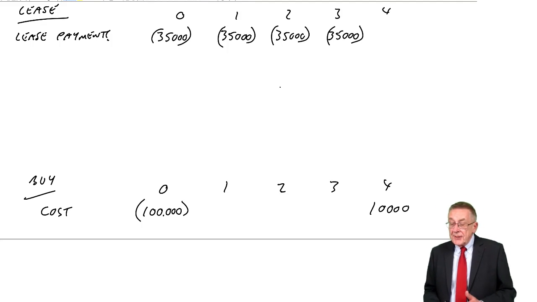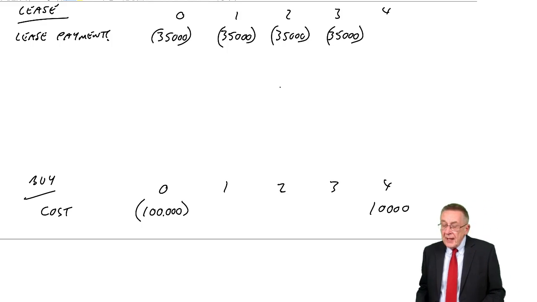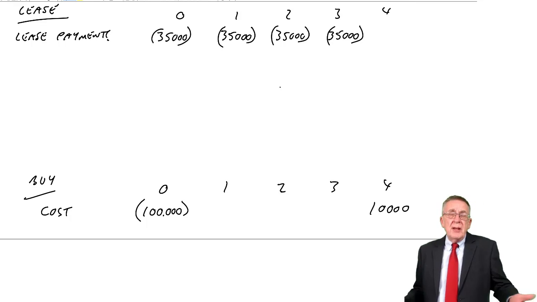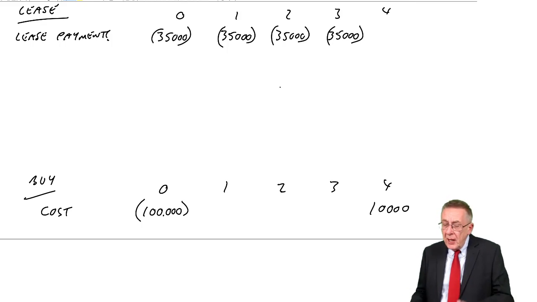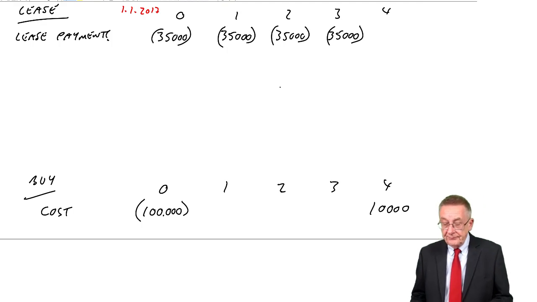The lease payments are at the start of each year. So just suppose the companies have different year ends, but suppose the start of the first year was, let's say, the 1st of January 2017.